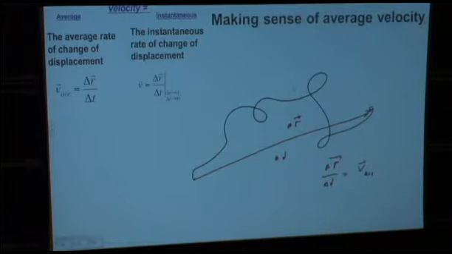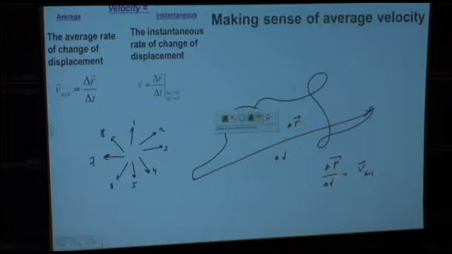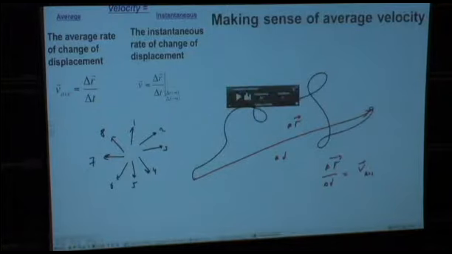I think that's a good place to ask a question. So I'm going to give you several choices, natural choices. 1, 2, 3, 4, 5, 6, 7, 8. Which of these 8 arrows do you think would describe the direction of the average velocity? Or at least the best description of the average velocity.